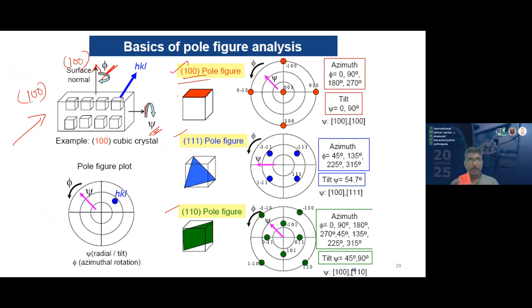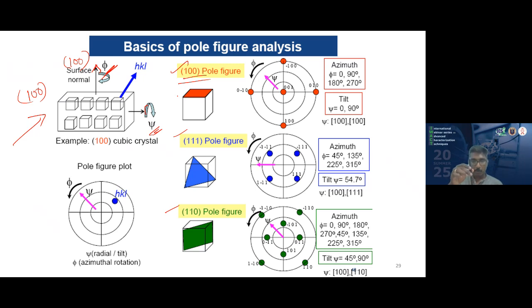As you can see, I have a Rubik's cube. Here, this is the cubic structure with the 100 orientation. Unit cell with the 100 orientation. This is the 100 orientation. I think you can see my video. This is the 100 orientation.